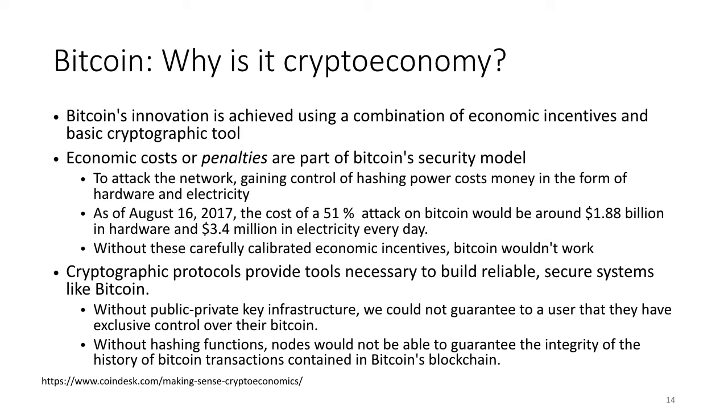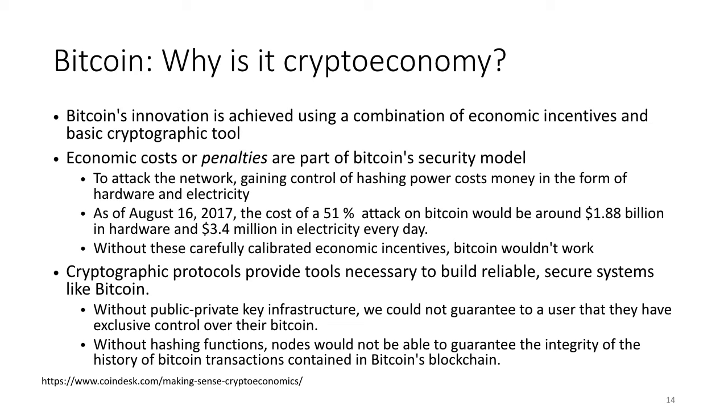So Bitcoin, why is it a cryptoeconomy in itself? So, as I said, Bitcoin's innovation was achieved using a combination of economic incentives and a basic cryptographic tool. So there were costs or penalties, by the way, in their security model, and that is just the cost of proof of work. In fact, it's one of the negative factors in Bitcoin that there is so much cost in terms of use of energy in proving the work and creating the consensus. But nevertheless, there's costs in that security model, and that's what makes it secure.